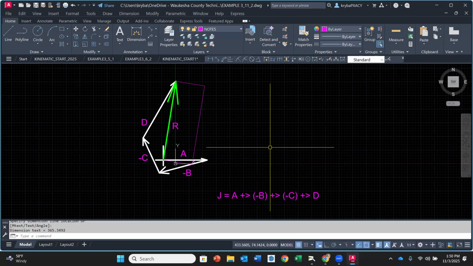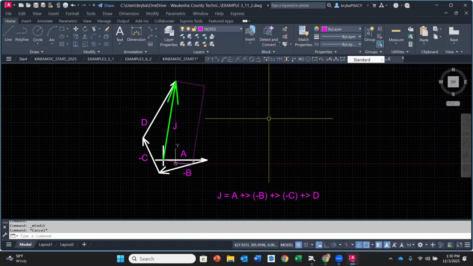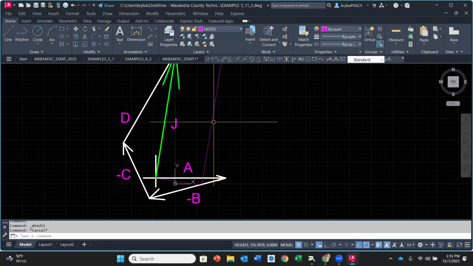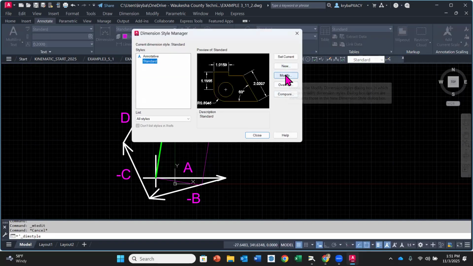Garrett. Oh, I'm so sorry. Out of habit, I put R. It should be J. Thank you for recognizing that. Whatever your resultant variable is, make sure you use that in your equation. I go to R right away all the time because in statics, we call it R all the time. We don't change it.